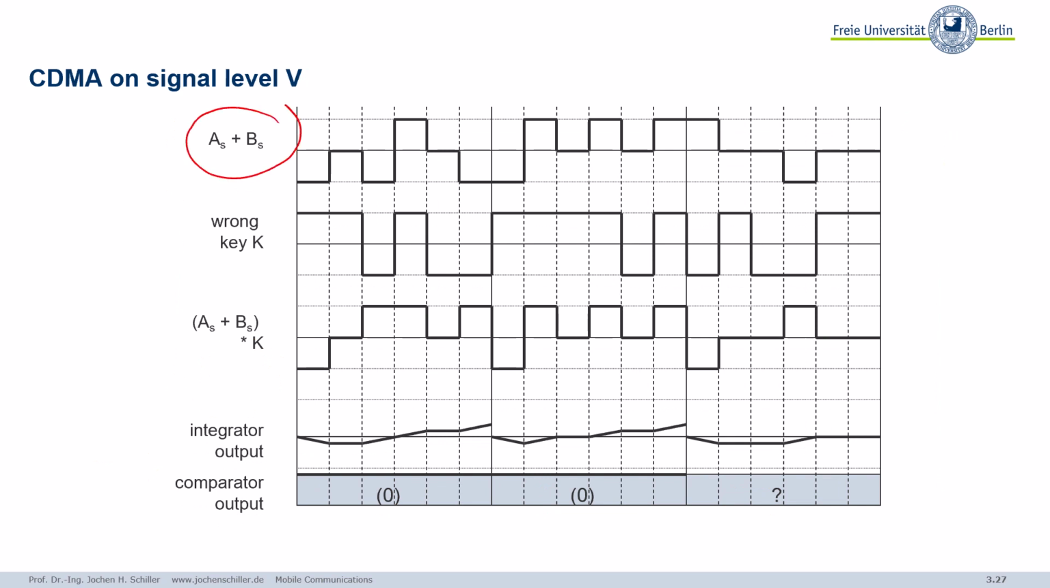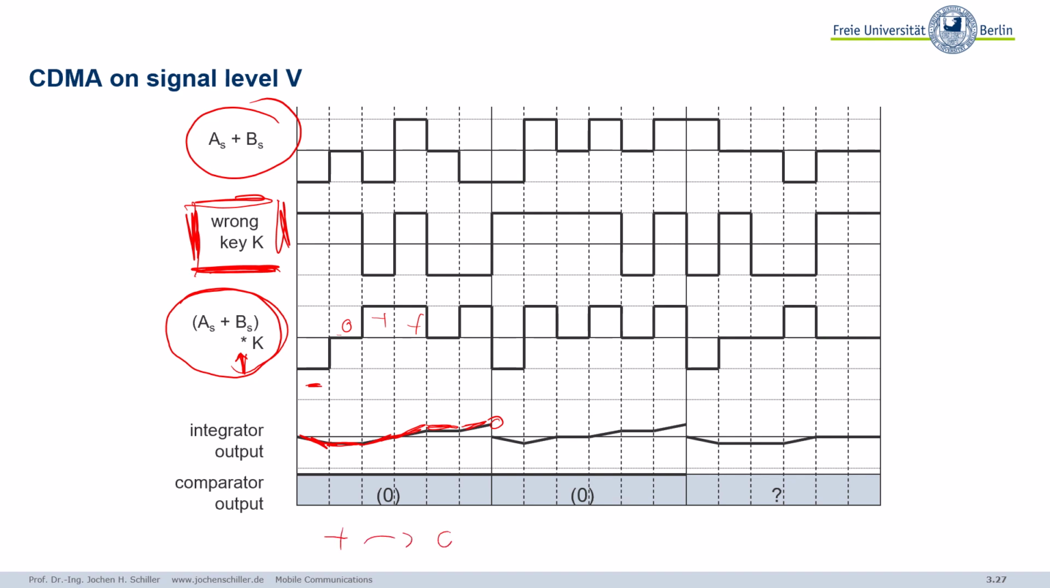Again, that's a superimposed signal here, but now we have a wrong key. That means we do not know, for example, the secret key. What happens there? Again, we calculate the inner product here with the wrong key. What happens at the integrator? Negative, that means we go down, so we stay here. Oh, positive, so we go up again, positive, a bit up, 0, a bit up.